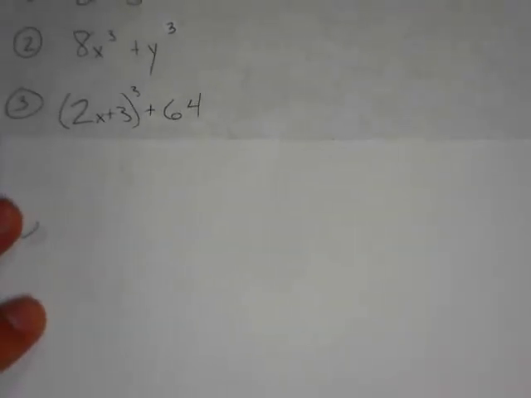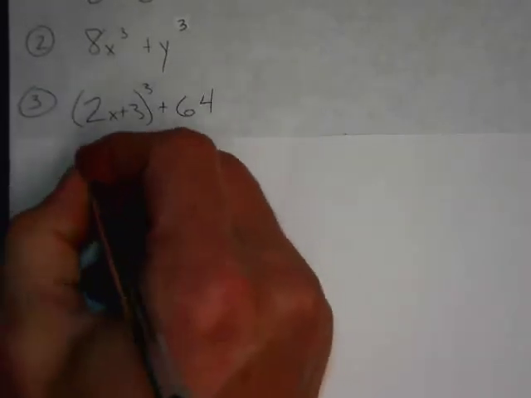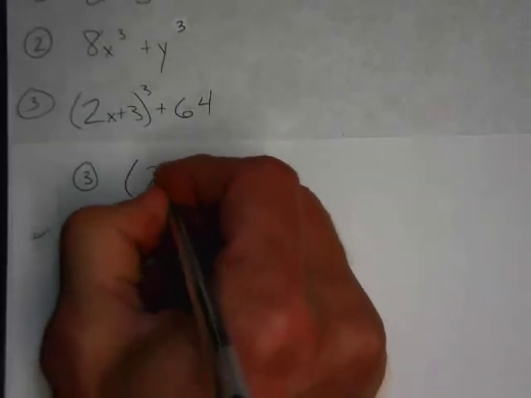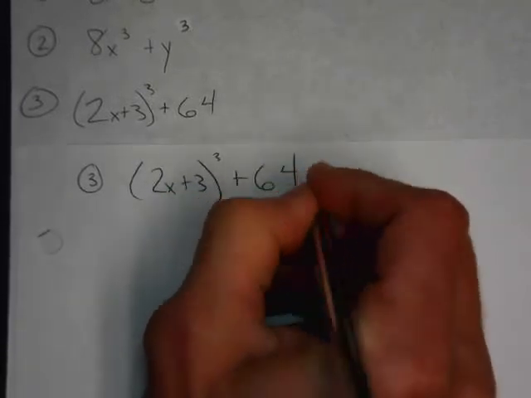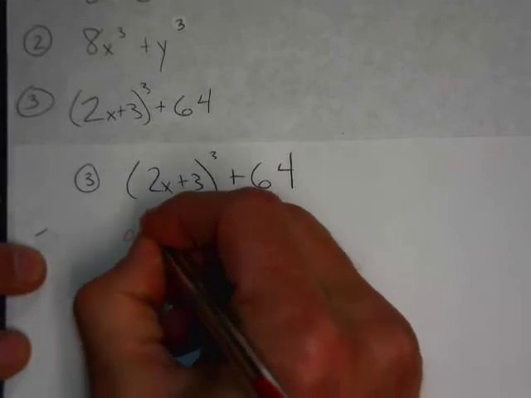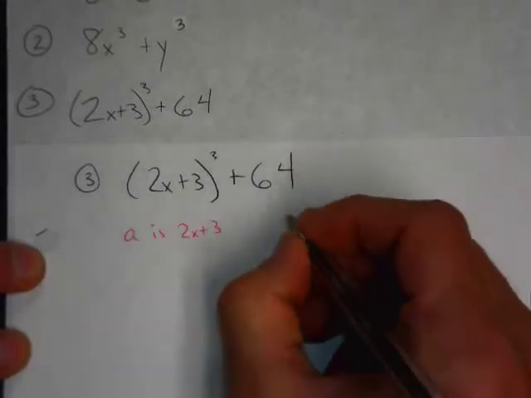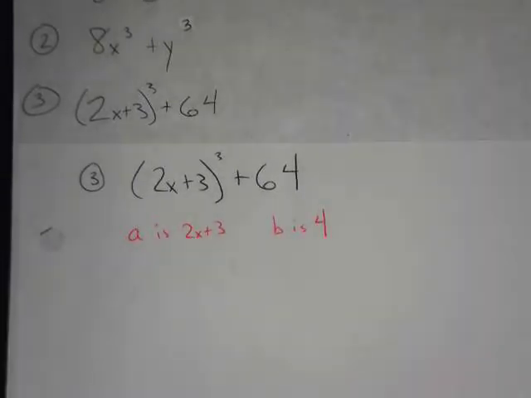Now let's move on to number three. If you take a look at number three on here, it's a little bit trickier, but do you recognize we're still dealing with a sum of cubes? It's about that recognition piece that I had talked about in previous lessons. What if we said A is 2x plus 3, and what if we said B is 4? We are dealing now with perfect cubes, and then we can use the format A cubed plus B cubed.